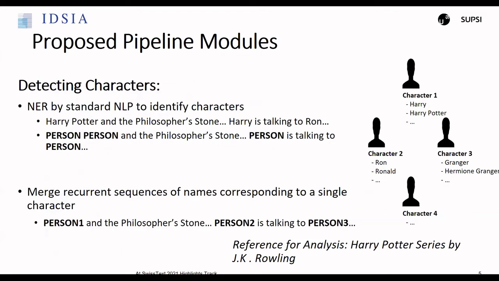Going to our proposed pipeline, we tried to approach this problem by combining natural language processing techniques, machine learning, and also deep learning approaches. First, I wanted to say that the reference for our analysis was the Harry Potter novel series by J.K. Rowling. We selected Harry Potter because it is a well-known novel, known worldwide. It has a lot of textual content. It has six books in the series.